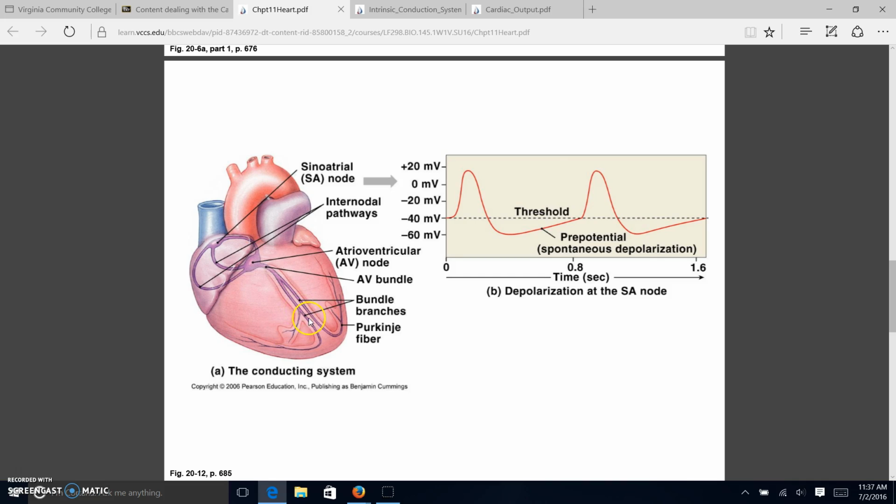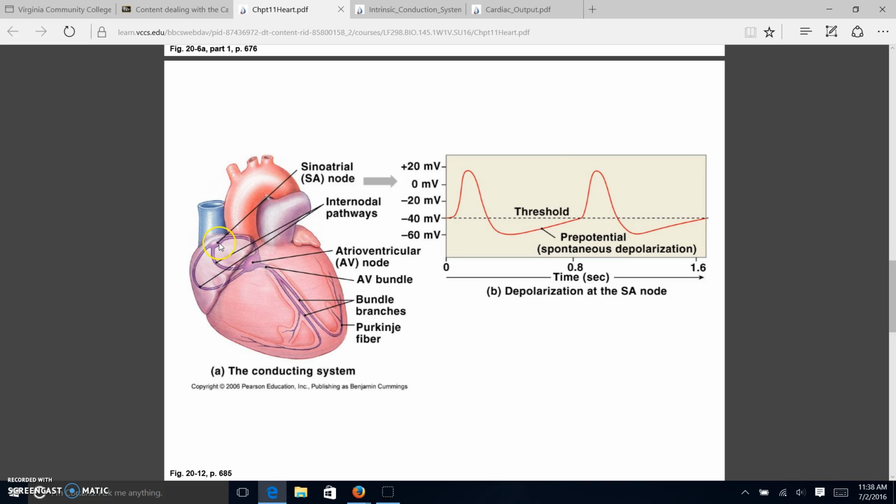Now, as the signal runs down towards the apex of the heart here, then it fans back up into the myocardial muscle areas of both the right ventricle and left ventricle, this again being the most muscular portion of the heart, and the signal runs down and then runs back up.